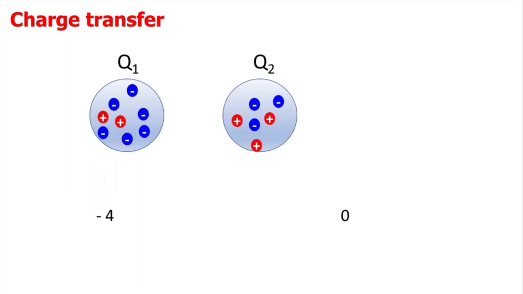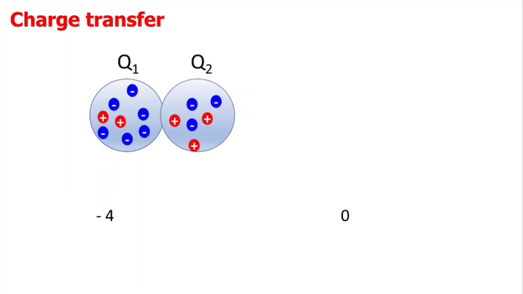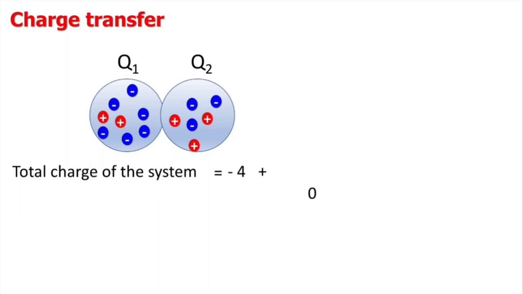What then happens when those two materials touch each other? There's going to be a transfer of charge. Since they're similar sized objects, the charges are going to be shared between the materials. So we can calculate the total charge of the system. The total charge of the system will be the -4 plus the 0 that we had, and this will give you a total of -4.